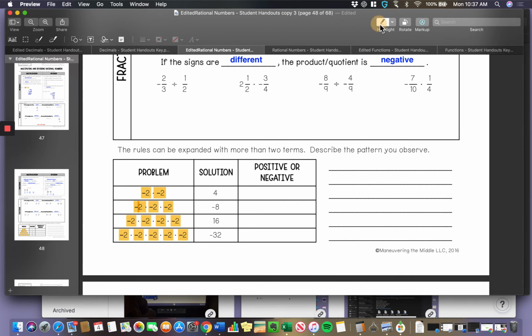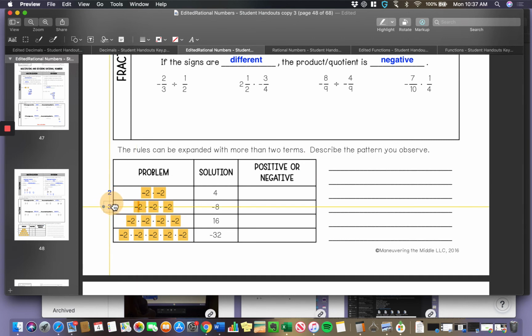Well, the one thing that I need you to realize is that if we have an even number of terms, my solution will be positive. And if it is odd, it's going to be negative. So, for example, we had two terms, right? And I'm doing terms here. This one was three terms.